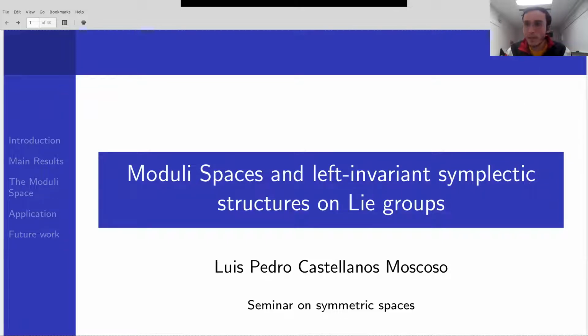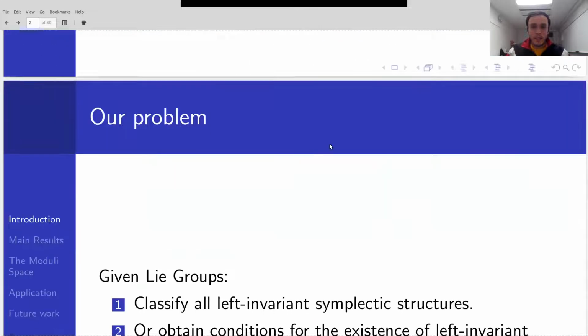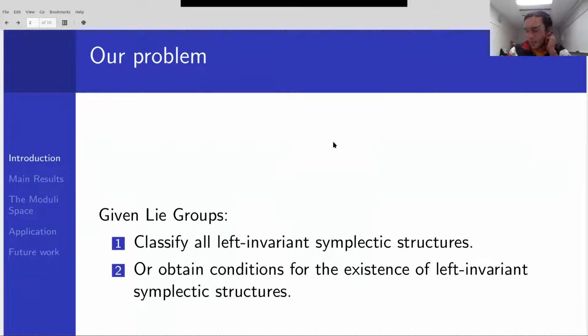So as he said, the title is Moduli Spaces and Left-Invariant Symplectic Structures on Lie Groups. This is a summary of my research over these last years. The problem can be summarized like this: if you give me a Lie group, I want to classify all left-invariant symplectic structures, or in any case obtain some conditions for the existence of left-invariant symplectic structures on that Lie group.